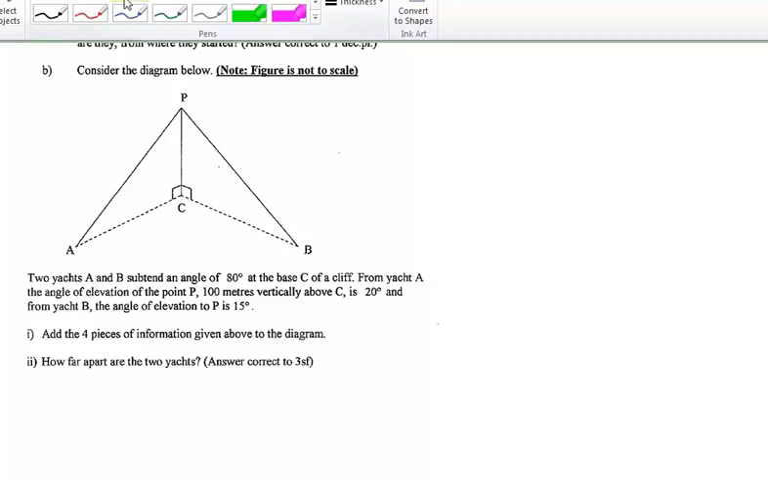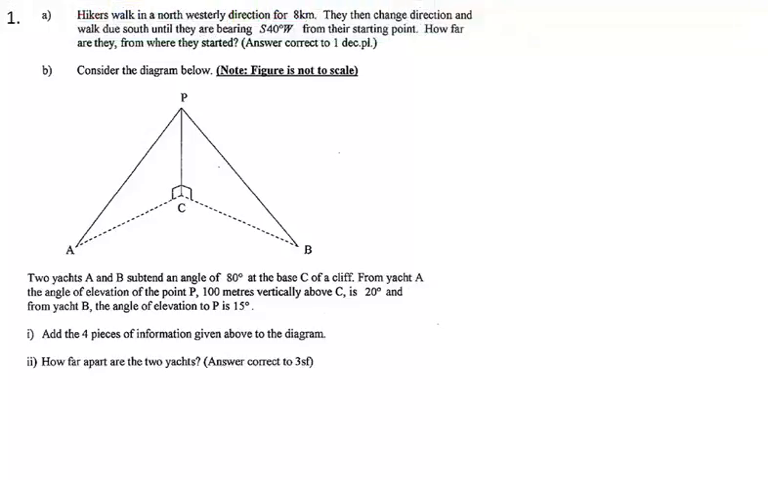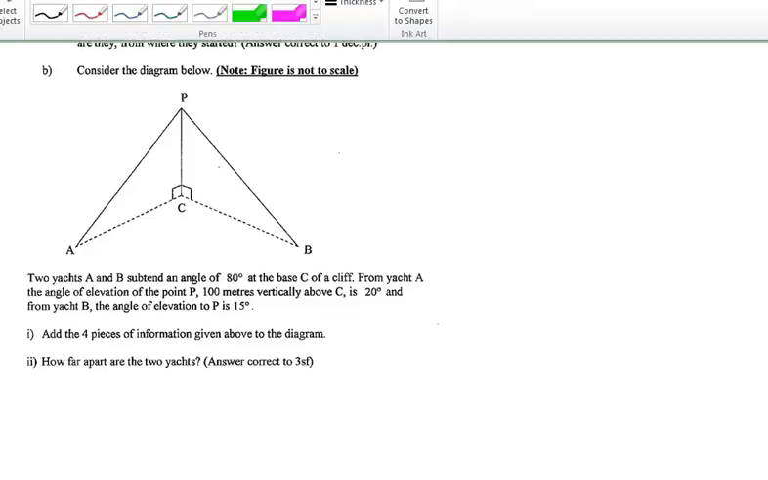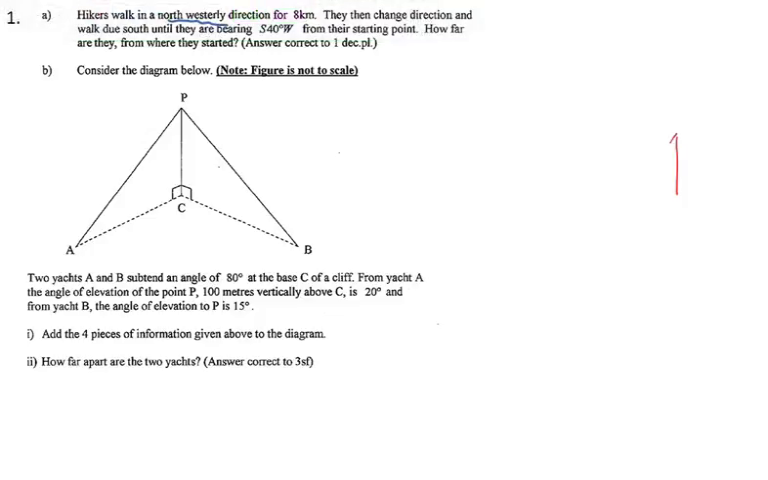Practice exam paper, page 1. So for question 1, we've got hikers walking in a northwesterly direction for 8 kilometres. Here's our north. Northwesterly will be here at 45 degrees, and they've travelled for 8 kilometres.